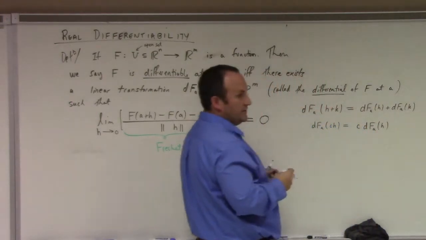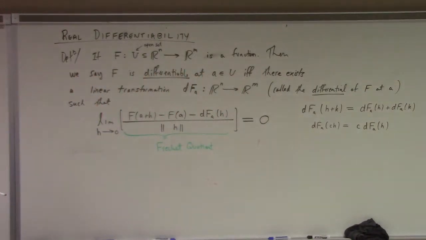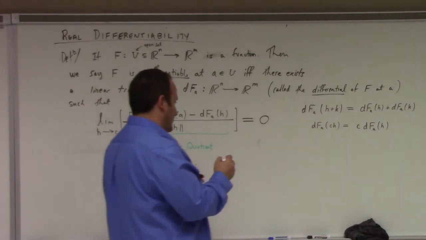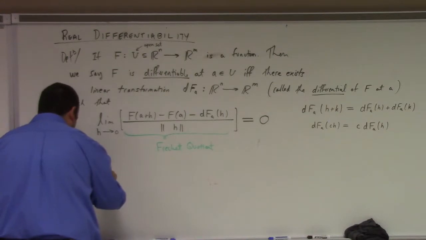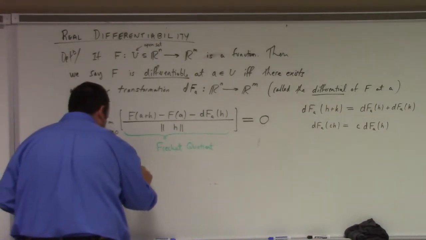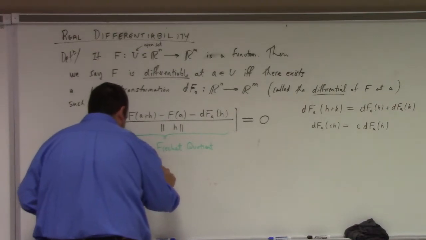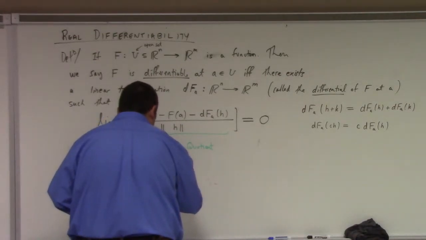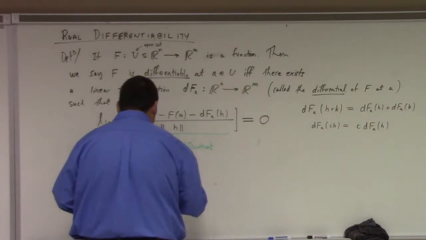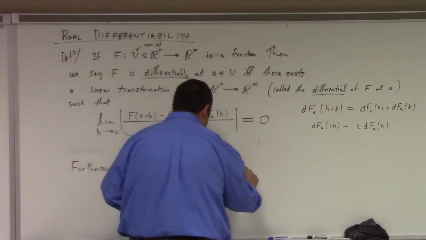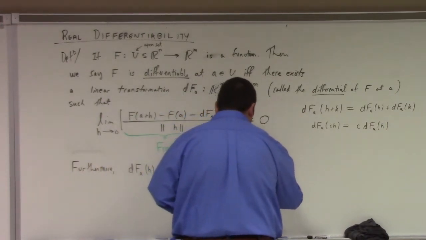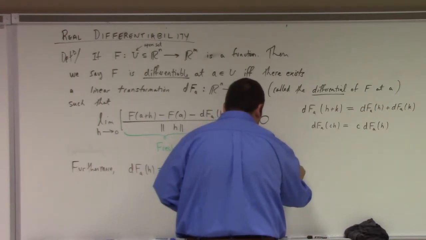Now, what did we learn about linear transformations? They can be represented by matrix multiplication, the formula, right? So, a little bit more here, furthermore: dfa of h is equal to the Jacobian of f at the point a times h, where the Jacobian is the standard matrix of the differential at a.